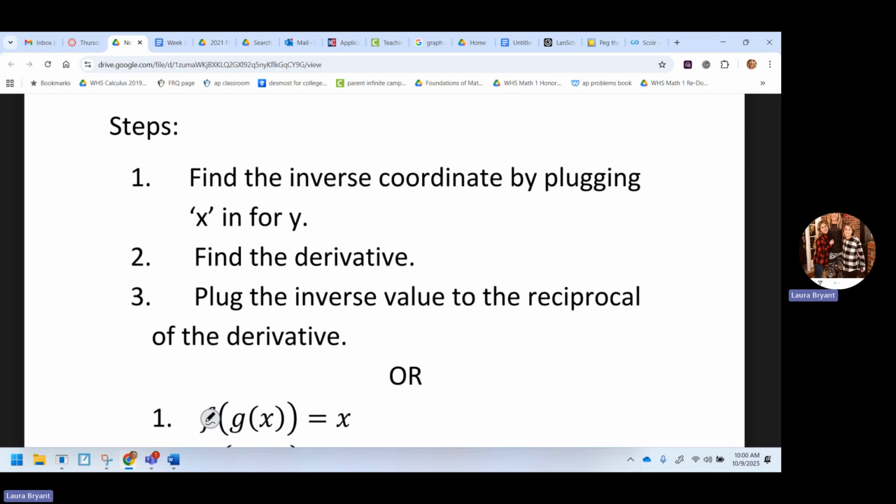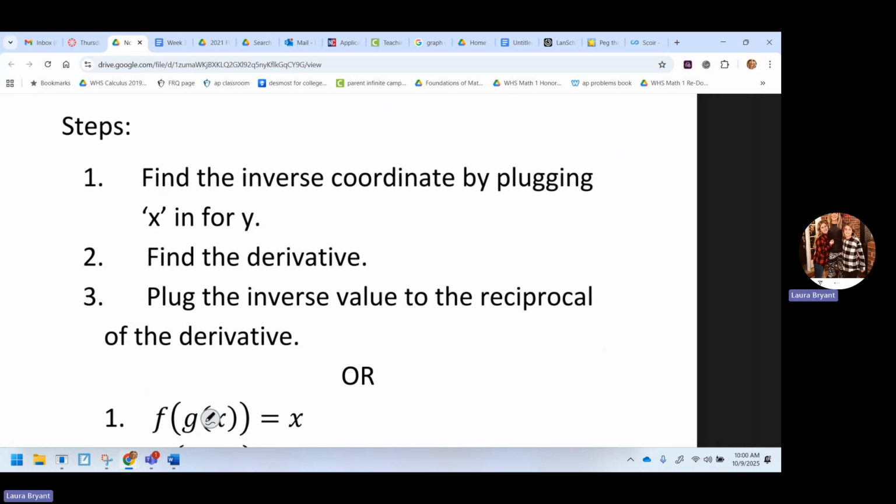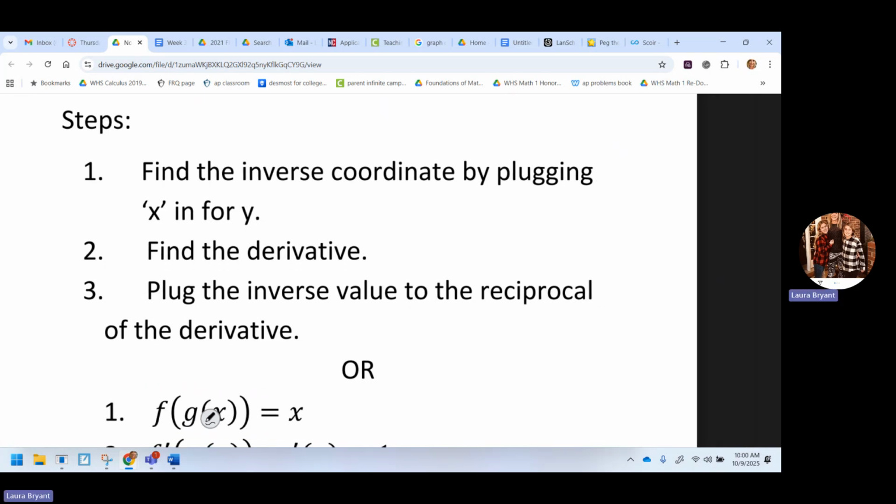If you want to think of it as steps, and we'll try one of these and come back to this and reflect on it. So find the inverse coordinate by plugging in x for y. So this is when I do my 2 halves, make sure I get both ordered pairs figured out. That'll take a little step on these. Then I find the derivative, then I plug in the inverse value and then flip it.